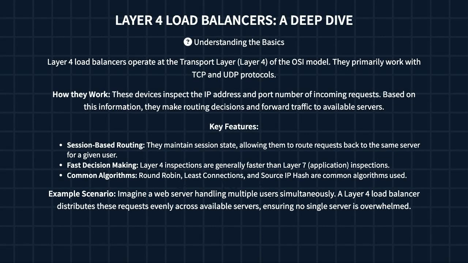Okay, let's talk about Layer 4 load balancers. These are really efficient because they operate at a lower level, the transport layer. Essentially, they look at the IP address and port number of each incoming request to figure out where it should go. They keep track of sessions so they can route requests back to the same server for repeat users. Because they are quick to make decisions, they are often used in situations where speed is critical. Think about a website handling lots of traffic simultaneously.